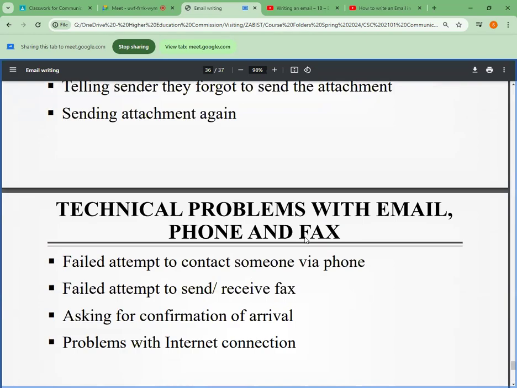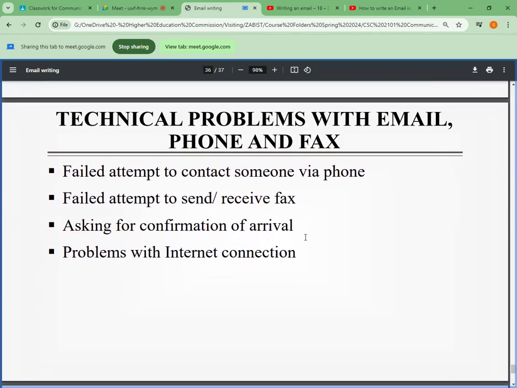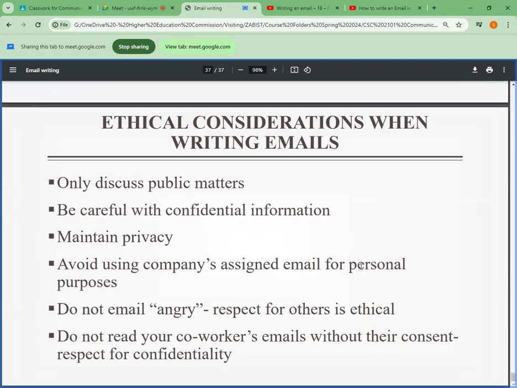Then ethical considerations are important. As far as technical problems with email are concerned: a failed attempt to contact someone through phone, a failed attempt to send and receive a fax, asking for confirmation of arrival, etc. Internet connection could be a big factor in the mix.